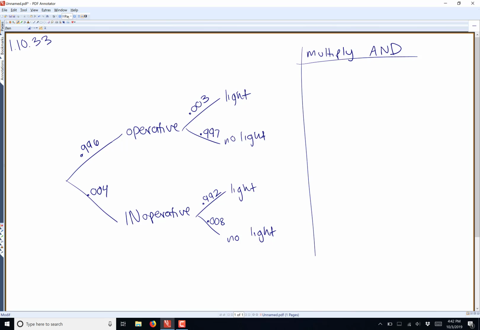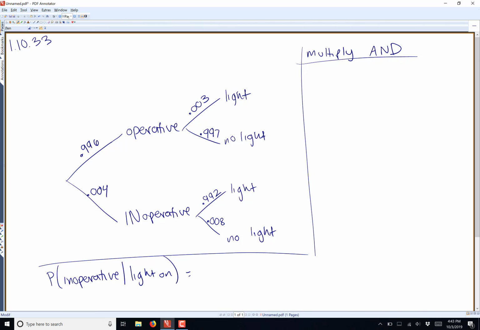Let's first, though, come back and figure out what do we actually want. So it says, if the warning light comes on, what is the probability that it is really inoperative? So we're looking for the probability that it is inoperative. And it says, if the light comes on. So the part that we know, or the part that is given, the conditional, is that the light came on.